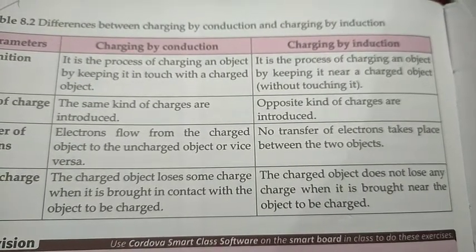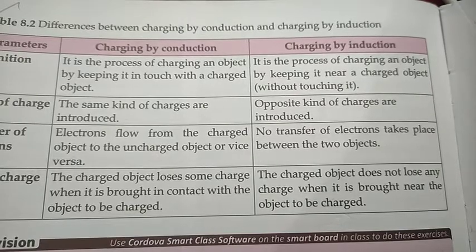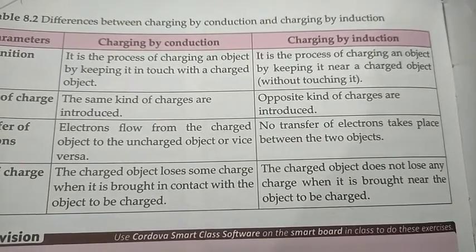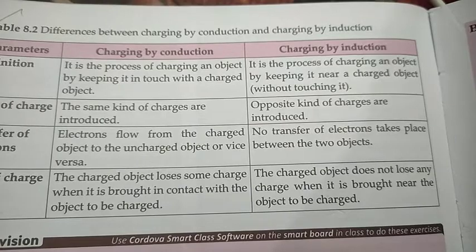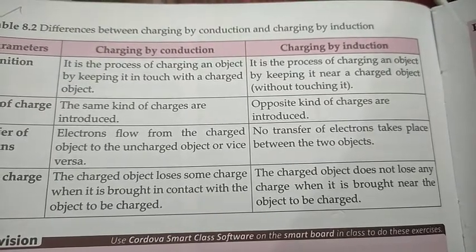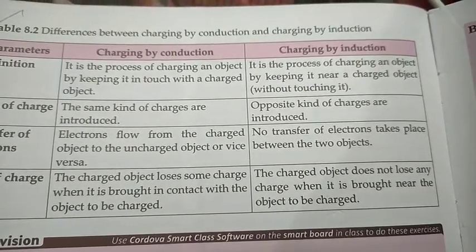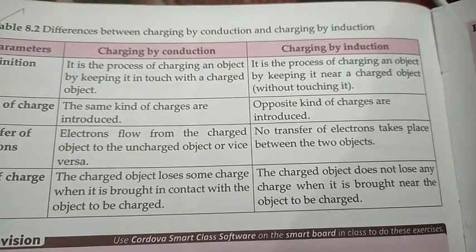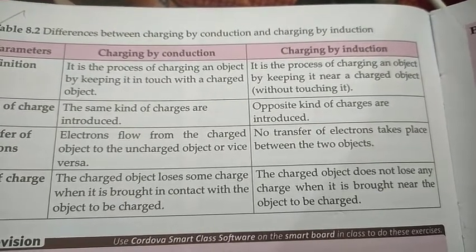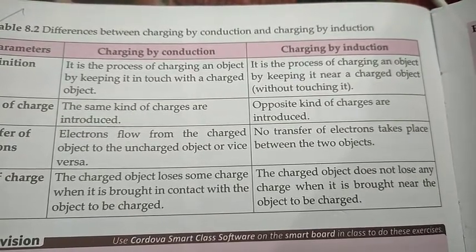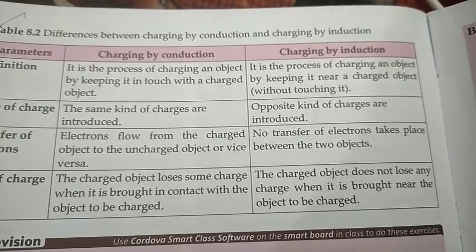And in charging by conduction, the same kind of charges are introduced, and in charging by induction, opposite kind of charges are introduced. Now there is a flow of electrons from the charged object to the uncharged object in charging by conduction. And in charging by induction, there is no transfer of electrons between two objects. Now the charged object loses some charge when it is brought in contact with the object to be charged in charging by conduction. And in charging by induction, the charged object does not lose any charge when it is brought near the object to be charged.